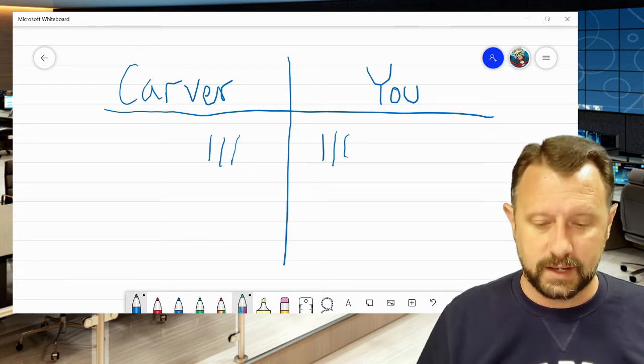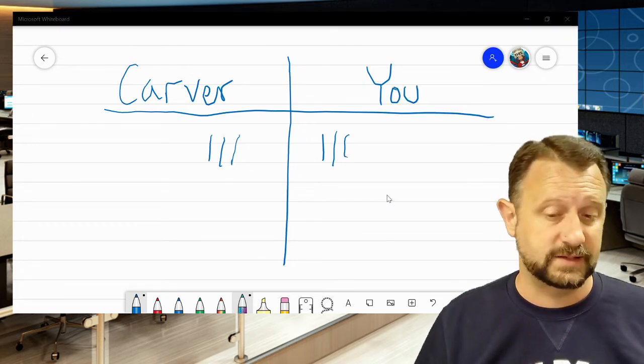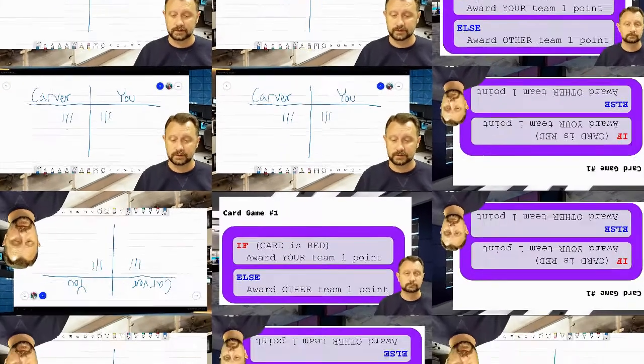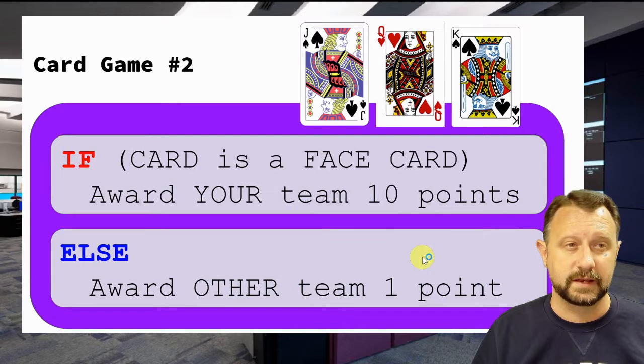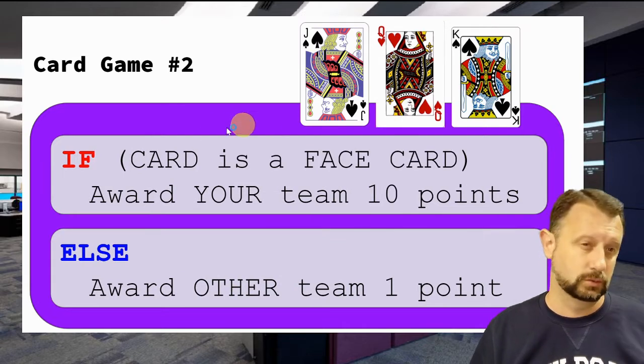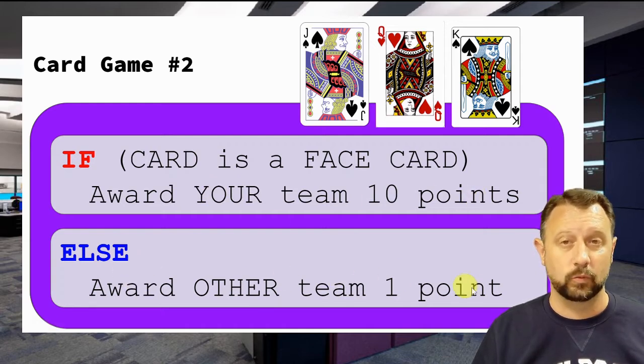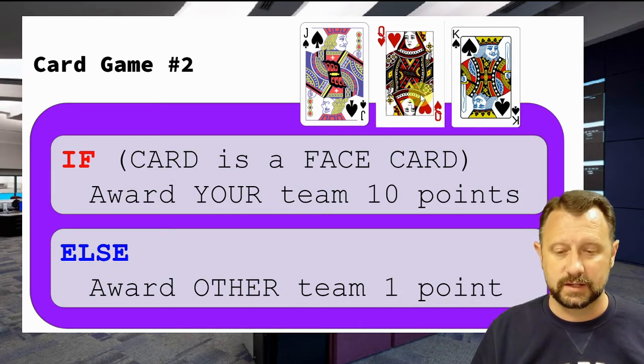Let's go ahead, though, and let's change the game. So let's see if we can do a different set of conditionals. Okay, so let's see the next one. Card game number 2. If your card is a face card, then award your team 10 points. Else, award the other team 1 point. Face cards are jacks, queens, and kings. Just jacks, queens, kings, not jokers. These 3 are the face cards. And they could be of any suit, diamonds, hearts, clubs, spades. They can be any suit, but that is worth 10 points apiece.